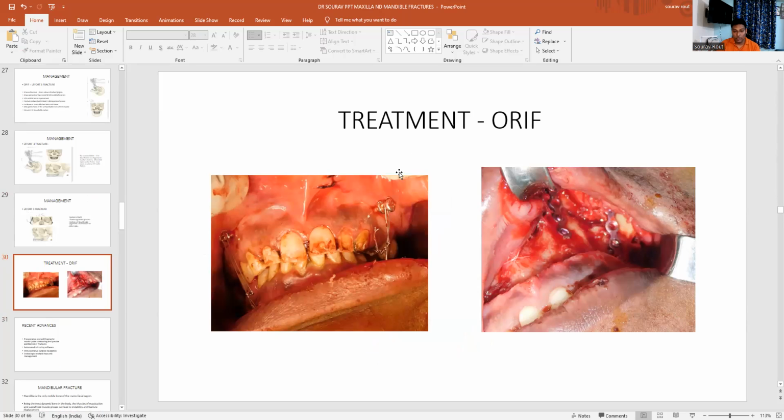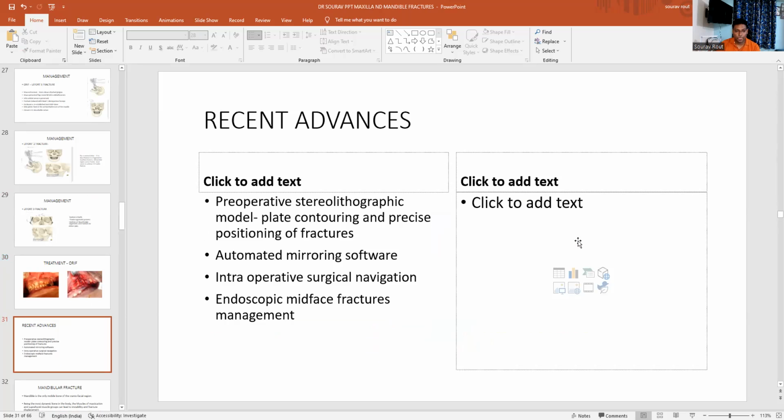Now, MMF can also be done by using the IMF screws. And here you can see from the picture, there's a use of mini plates and screws in order to finally give a rigid fixation.